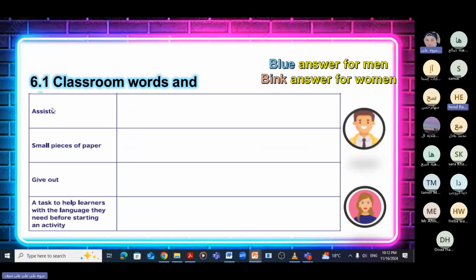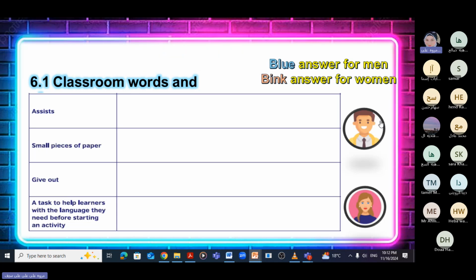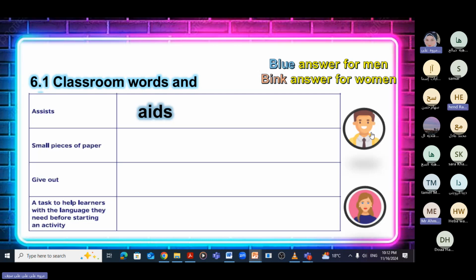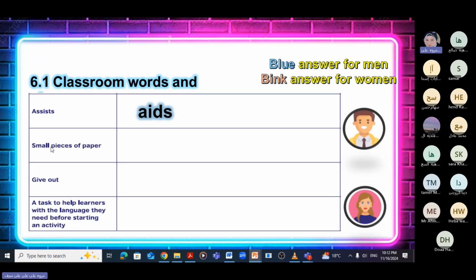Another verb for assists, not assessment. Help. No, assist. It's not assess. It's assists. Help. Another one. We have another one, higher language. Starts with A. Support. Help. Aid. Aid. Perfect. Mr. Muhammad said it. Aid. Okay.